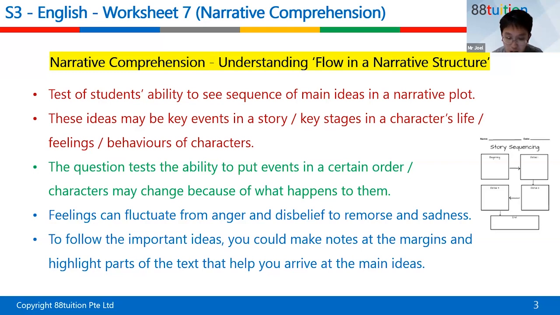It tests your ability to put events in a certain order. When we say certain order, most of the time they will test you from paragraph 1 to the last paragraph. And you can track different things basically. You can track characters' change of personality. You can track key stages in the character's life. You can track the feelings of the characters, the behaviors of the characters, and stuff like that. It could be anything, but it's testing you on whether you understand how the narrative comprehension is being written in the first place. So it's kind of like summary.